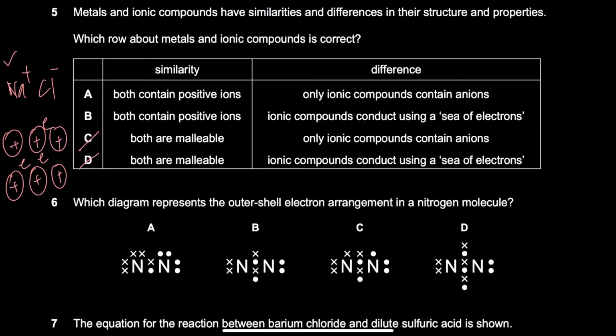And if you check it out, the difference is only ionic compounds contain anions. Yep, only ionic compounds do contain anions. So I'll say A is my answer. Anions mean negatively charged ions, right? And the metals don't have any anions, they have just delocalized electrons. And if you check even B out, it says ionic compounds conduct using a sea of electrons. No, they conduct because of free moving ions only in molten and aqueous state. So B is also wrong.